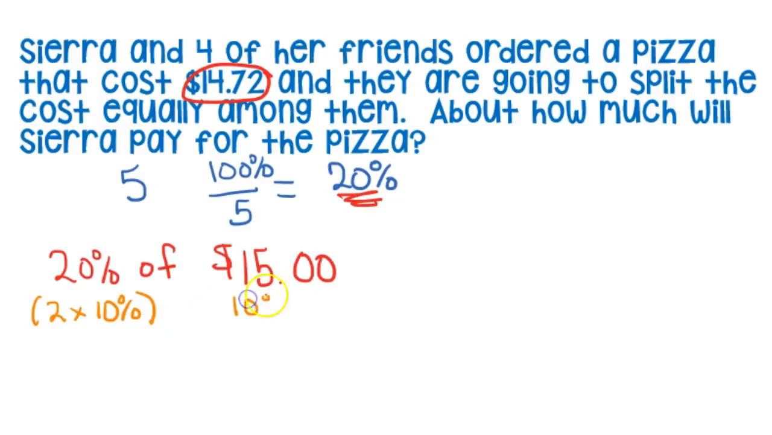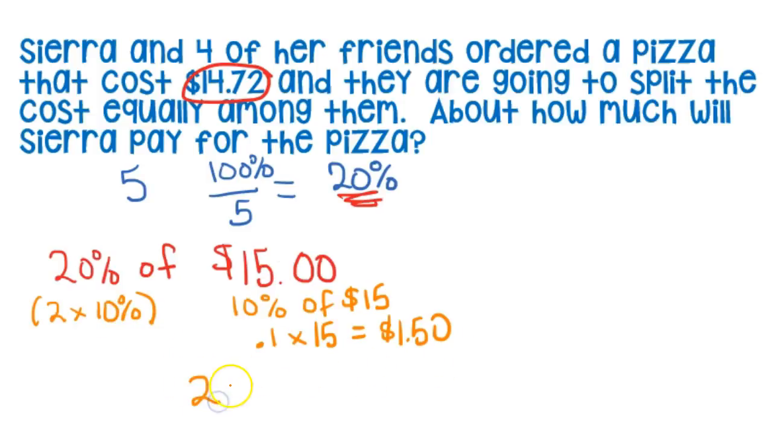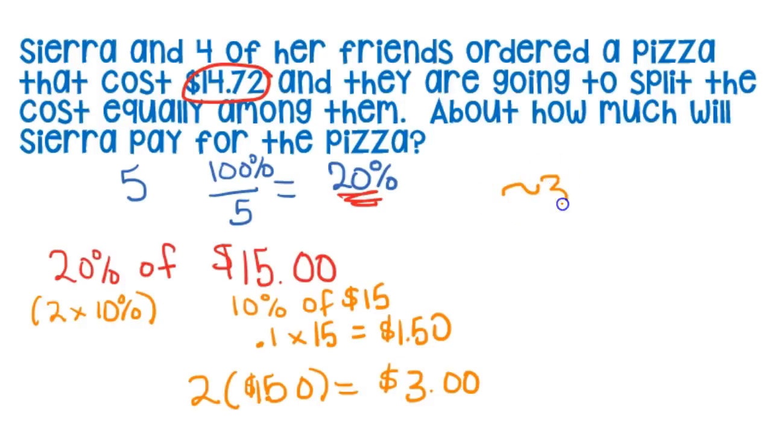Okay, if we find 10% of $15, we're taking our 0.1 times 15, that's going to give us $1.50. So 10% of the $15 is $1.50, but we need 20%. So when I double this, I'm going to take 2 and I'm going to multiply that by $1.50. That's going to give me $3. So the answer, Sierra is going to pay approximately $3 for her portion of the pizza.